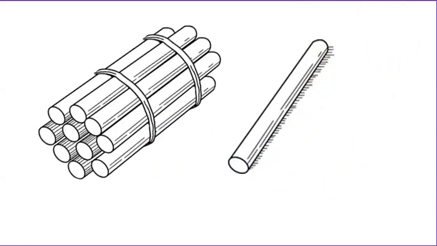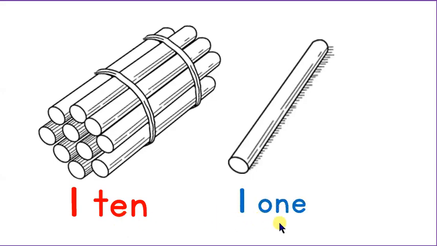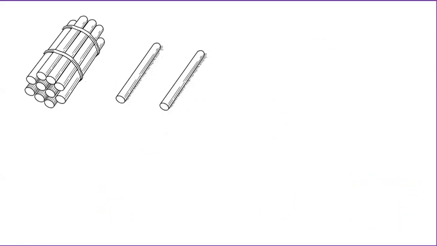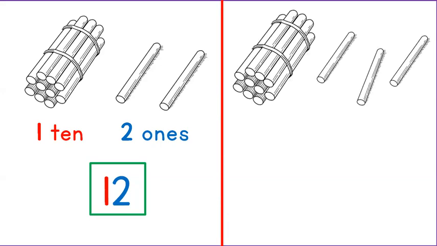Yes, look at this picture. How many tens? 1. And how many ones? 1. 1 ten and 1 one. You know, 1 ten and 1 one make 11. Yes, you are right. 11. How many tens? 1. How many ones? 2. 1 ten, 2 ones. You know, 1 ten and 2 ones make 12. Yes, you are right. 12.